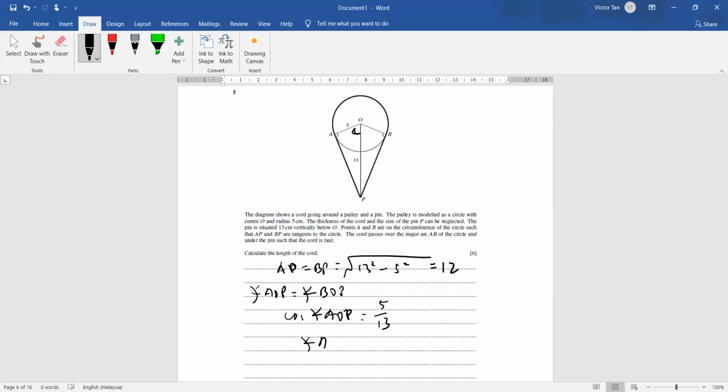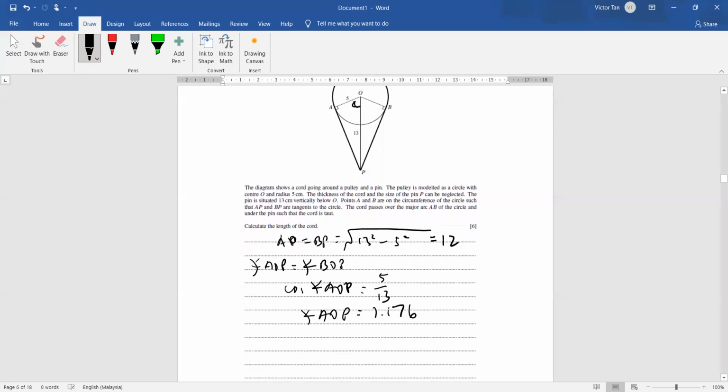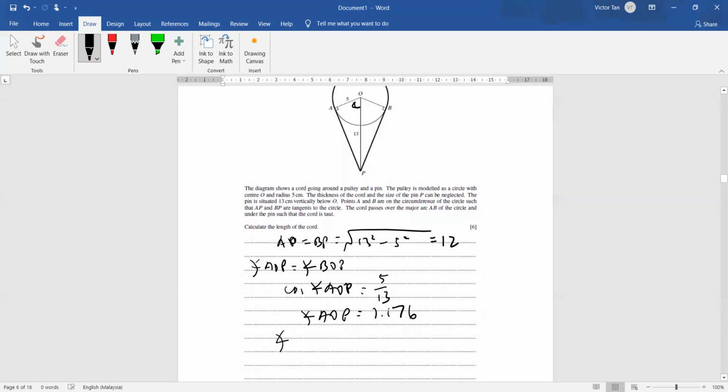So angle AOP equals, I'm going to put the angles in radians, 1.176. Okay. So angle AOB will be 2 times 1.176, which would be 2.352.